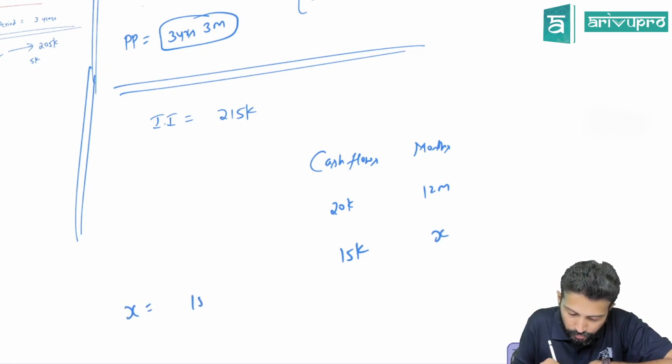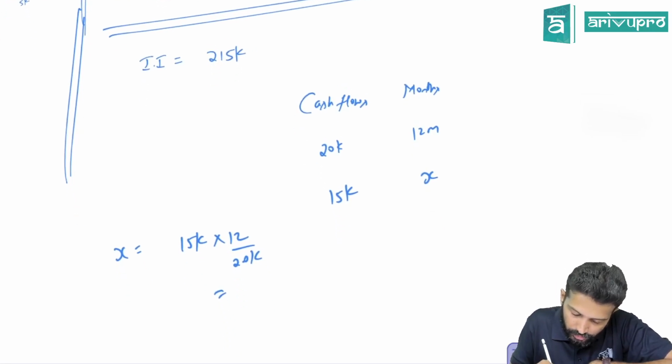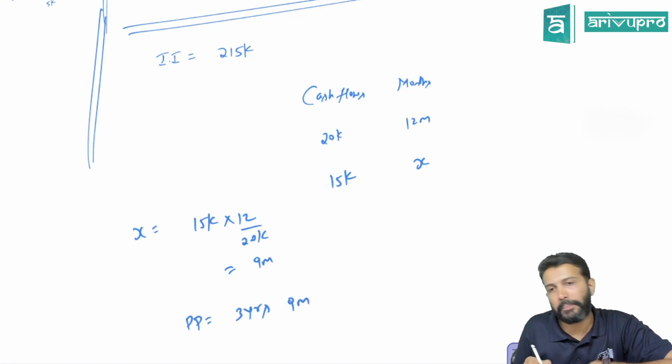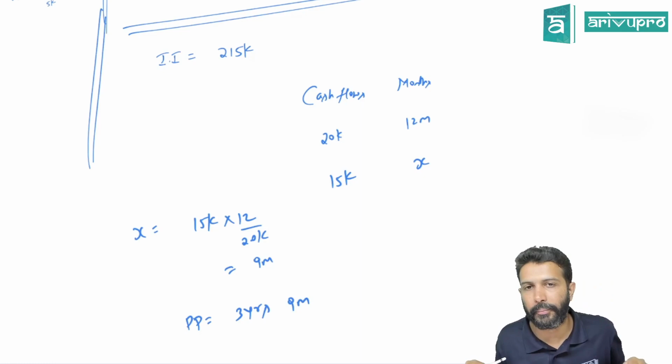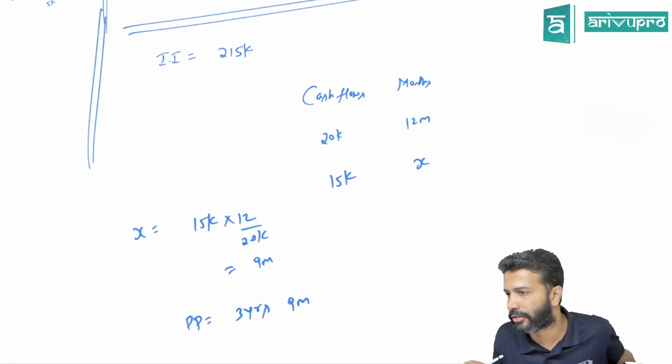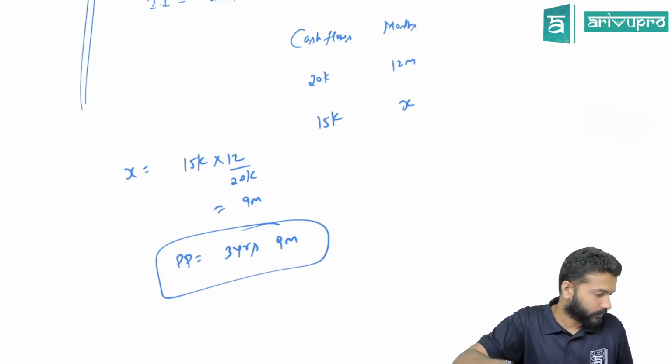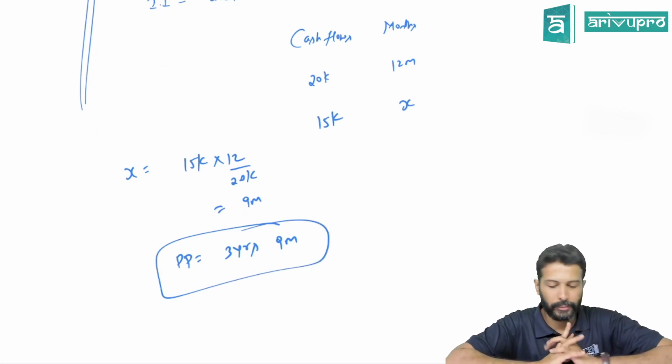So x is equal to 15,000 into 12 divided by 20,000. You're getting how many? 9. So that means your payback period is 3 years, 9 months. Or rather, 45 months. That is also okay. That's your answer. Great. Everyone has got this correct.